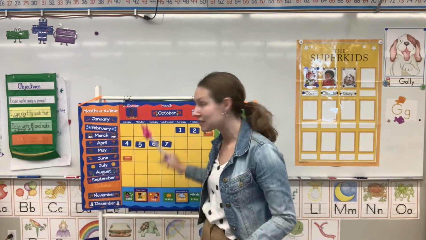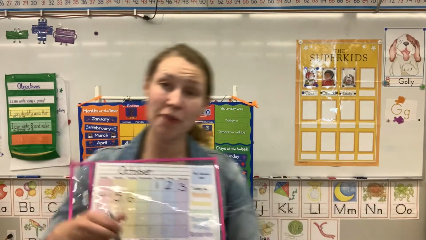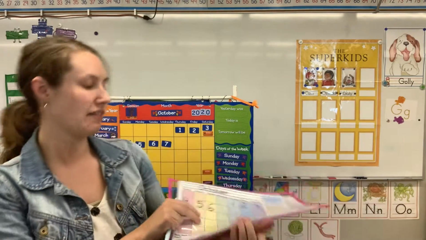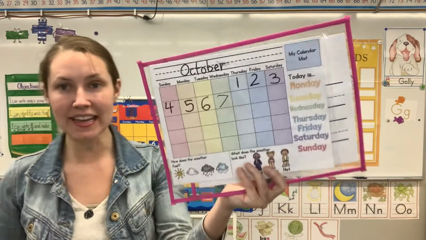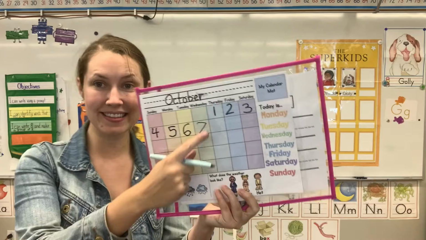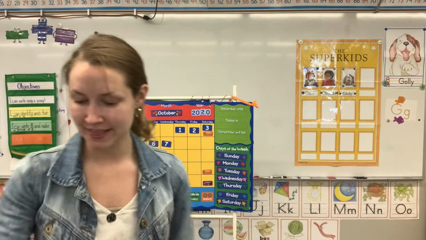So I'm going to add that to my calendar. So I've got my calendar mat and I'm ready to add 7 to my calendar mat. So I'm going to write my 7 after my 6. Yesterday was the 6th, now it's the 7th. And we're ready to talk about the month.